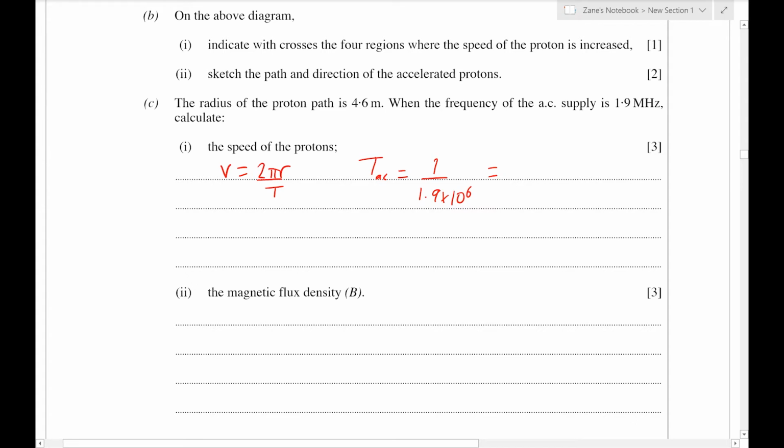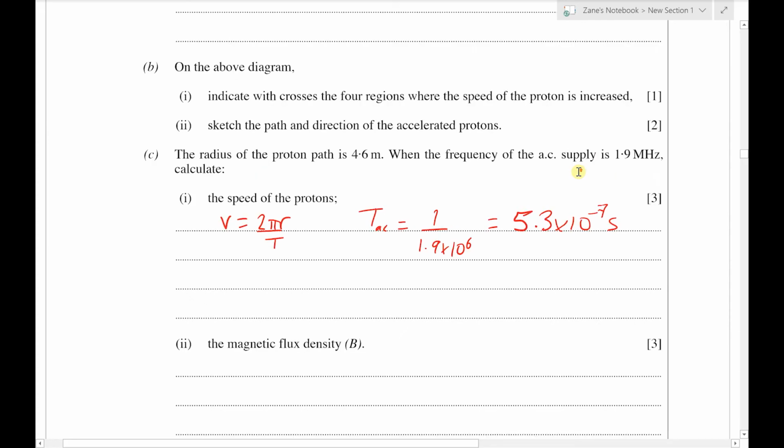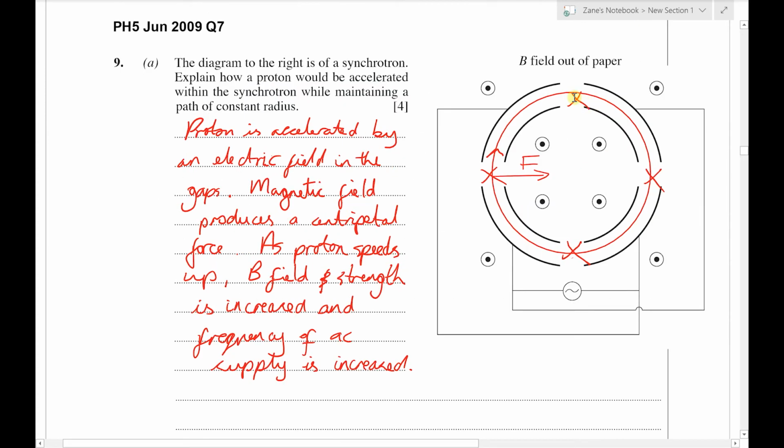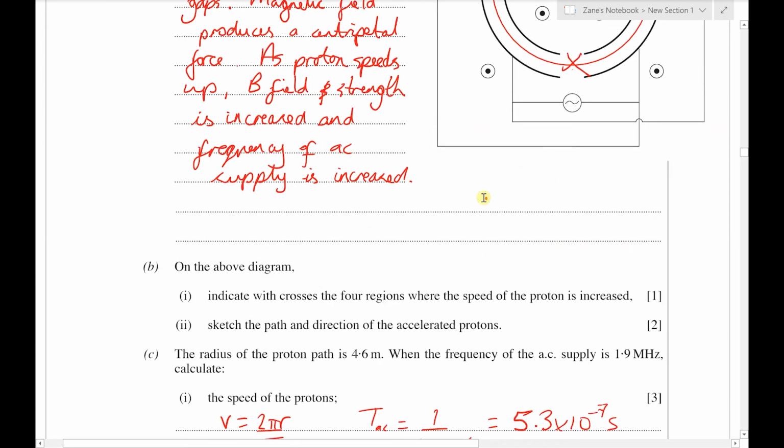If we do that on a calculator, we get about 5.3 times 10 to the minus 7 seconds. But what we've got to remember is that the AC supply has to switch over twice during one cycle. So the AC supply is going to switch over every time that a proton enters a new gap, and it enters the new gap 4 times in one cycle. So we got a half cycle when we pass through the first gap, then another half cycle for the second gap, and so forth.